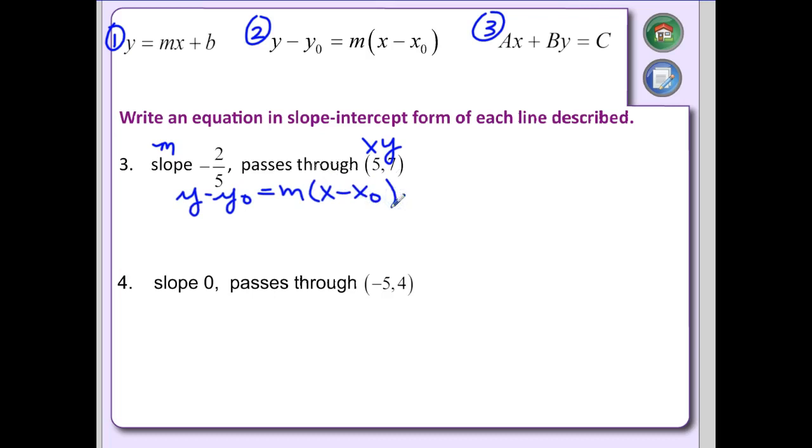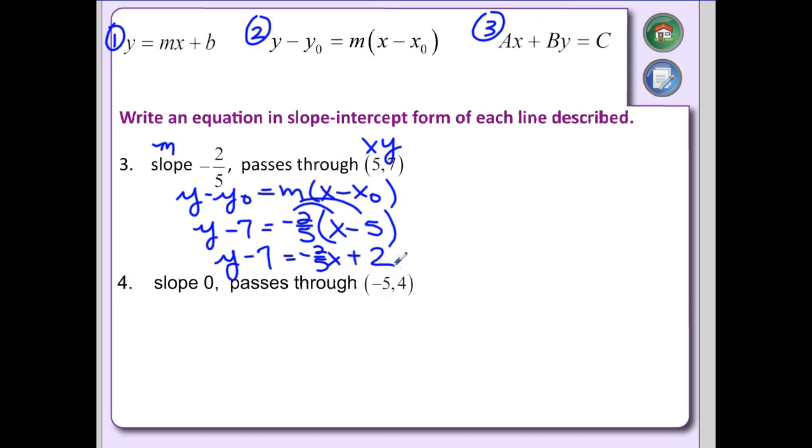Let's plug everybody in. y minus 7 equals negative 2/5 times x minus 5. What should we do first? Yep, we got to take care of that distributive property. So y minus 7 equals negative 2/5 times x is negative 2/5 x. What's going to happen when I multiply negative 2/5 by negative 5? Nice, the 5's cancel out. That's going to be plus 2.